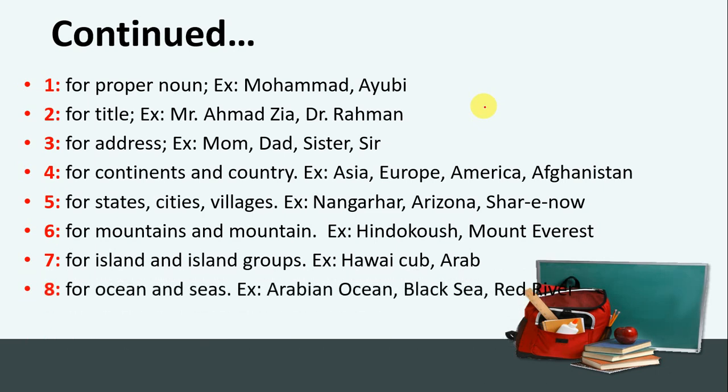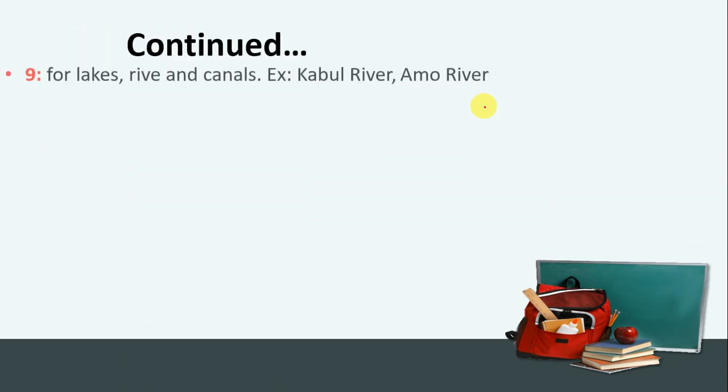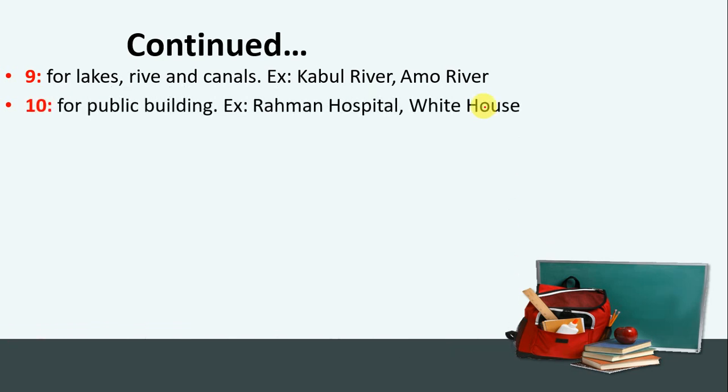For oceans and seas like the Arabian Ocean, Black Sea, Red River, we use proper nouns. For lakes, rivers and canals, we also use specific names, for example Kabul River, Amu River and etc.